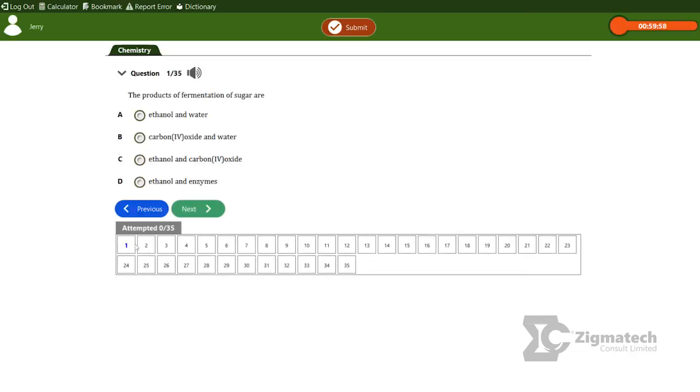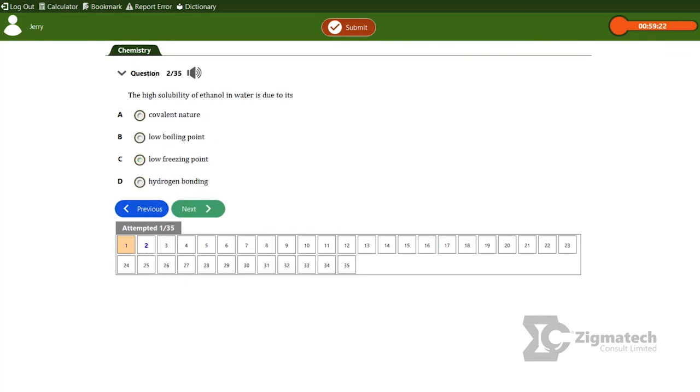So you can see we have different questions here. The first question says, the products of fermentation of sugar are. From our learning, you know that the products of fermentation of sugar are ethanol and carbon(IV) oxide. So option C is the right one. So you take another question. Let's take number 2.